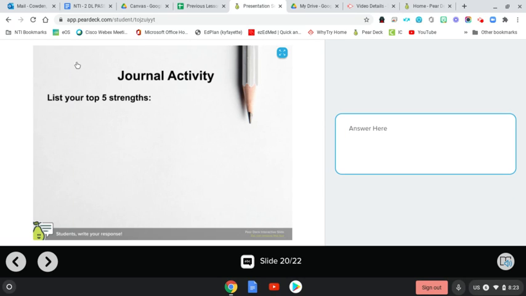All right, next journal activity. List 5 strengths. Some people really struggle with this, with looking at themselves and thinking of strengths, not just things you're good at, but things that are good about you. If you really struggle with this, find someone that you trust, and you can ask what they think. You might be surprised at some of the things they say. You might be loyal. They might think that you're kind.